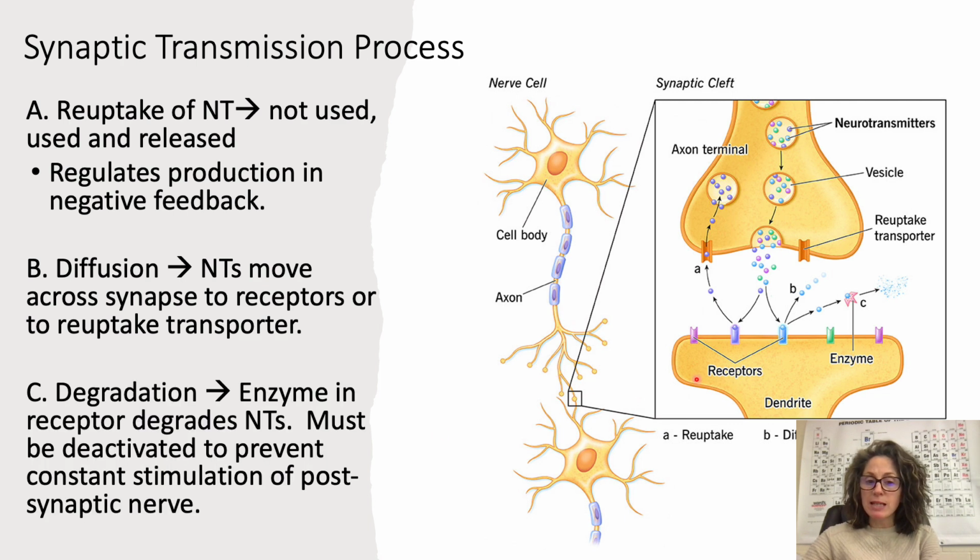And then lastly, we might see degradation of that neurotransmitter. We have enzymes that are going to bind the neurotransmitter, again, acetylcholine in this case, and it will degrade it and break it down. This needs to happen so, again, we don't get this constant stimulation of this postsynaptic neuron.